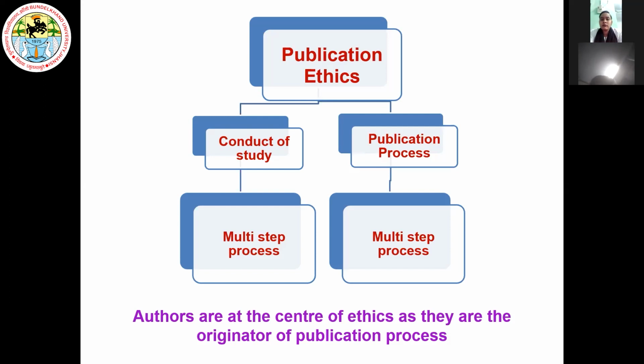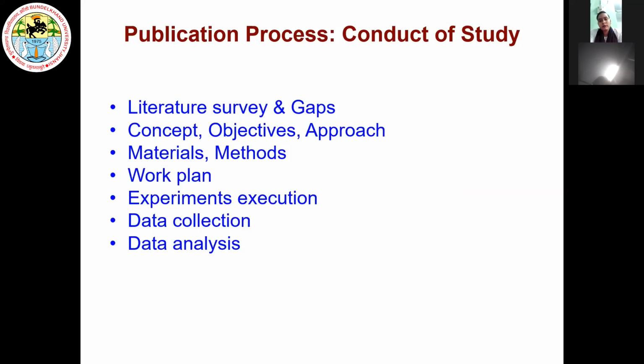So when we do research and when we write a paper and communicate it for publication, the sole responsibility lies with the author or the researcher. This should be kept in mind. Then if you talk of how we conduct the study, which is one part of the publication process, we have to do the literature survey, then find out the gaps, and based on that you develop a concept, and then you develop your objectives, what kind of work you will initiate, then what approaches you will follow. Then accordingly you arrange your materials and methods, and then you make a work plan, and then you execute the experiment.